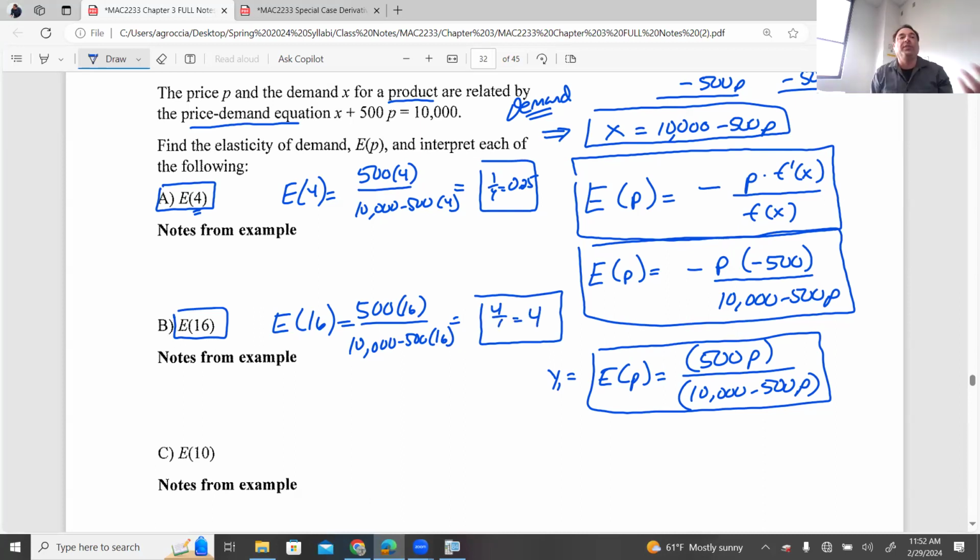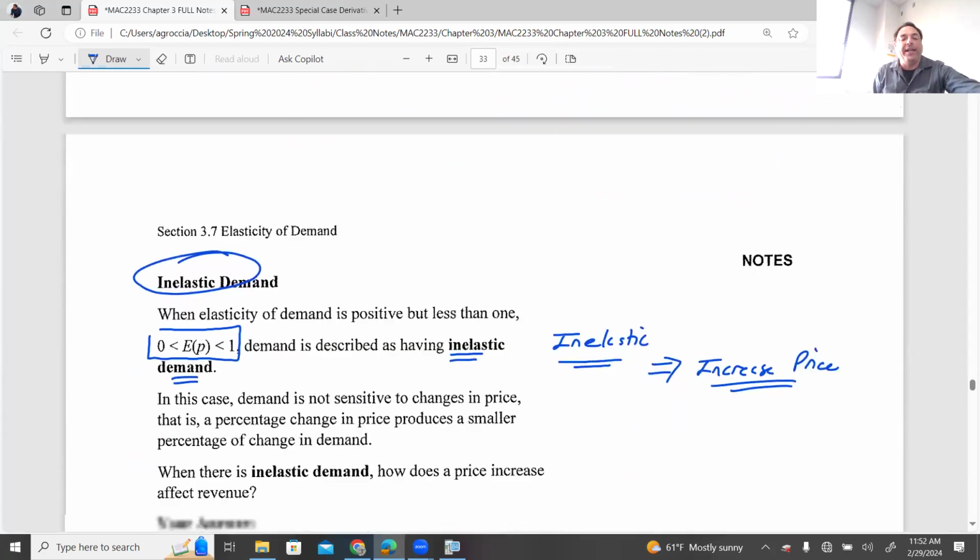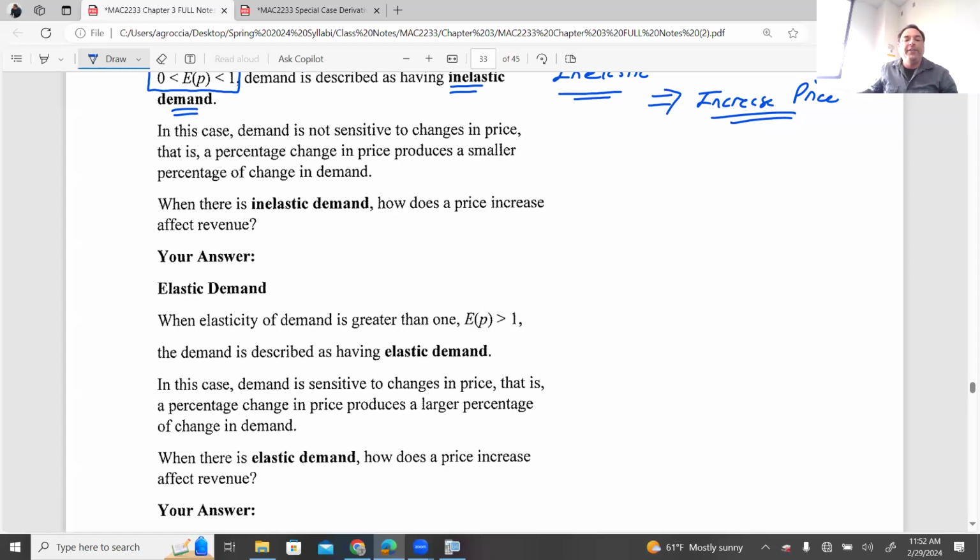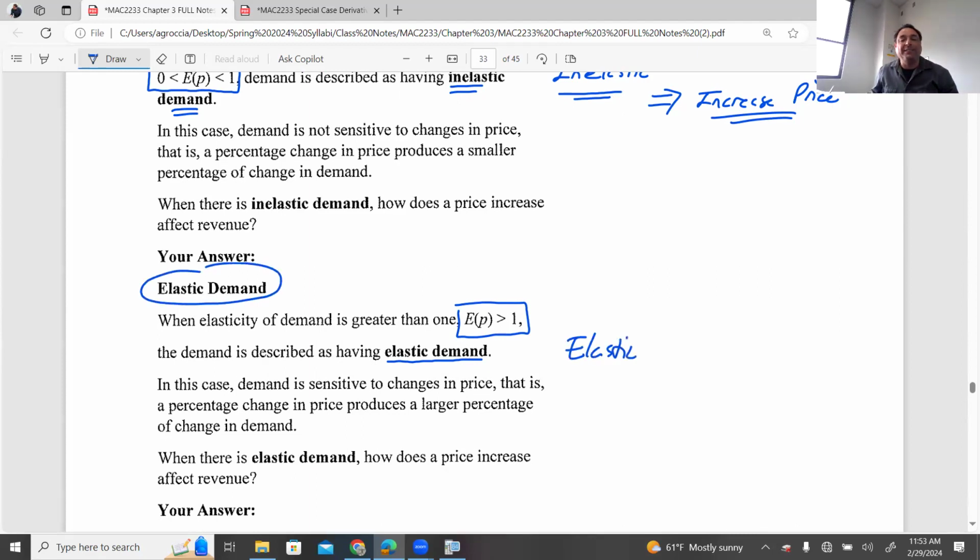Now, what happens when your result is greater than 1? If your result is greater than 1, you are elastic, which means in this case, demand is sensitive to changes in price. That is, a percentage change in price produces a larger percentage change in demand, 4 over 1. And if you are elastic, you shouldn't increase the price. You should decrease the price, lower the price. You are way too high.